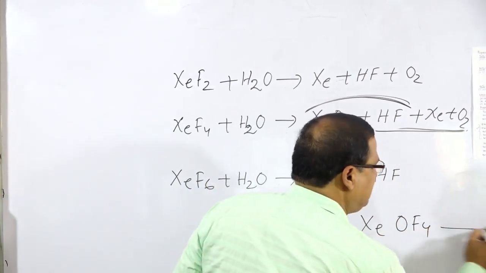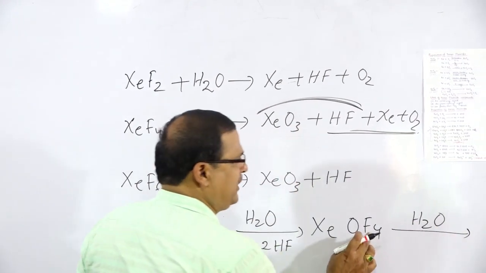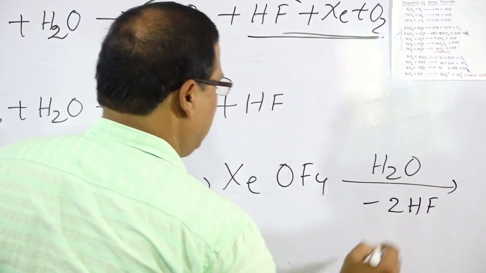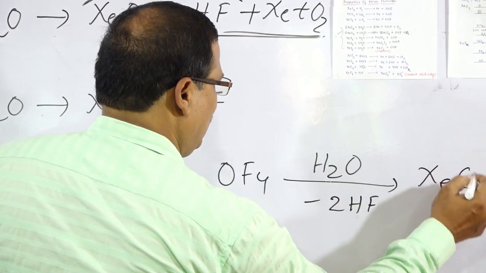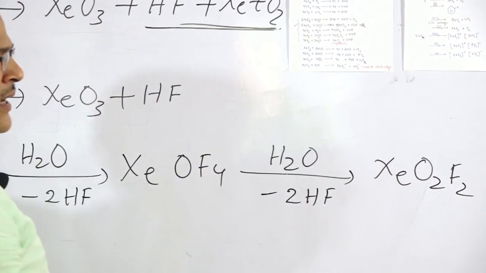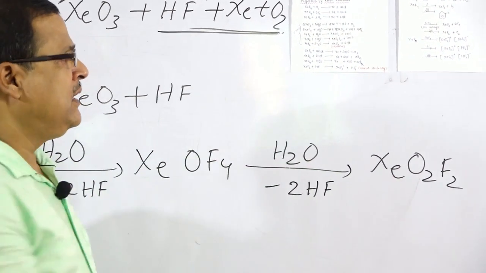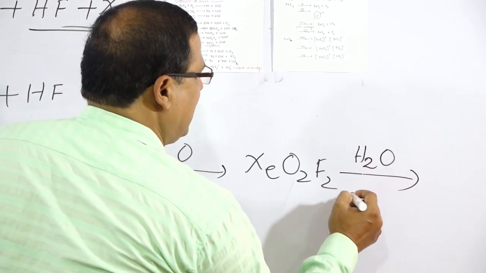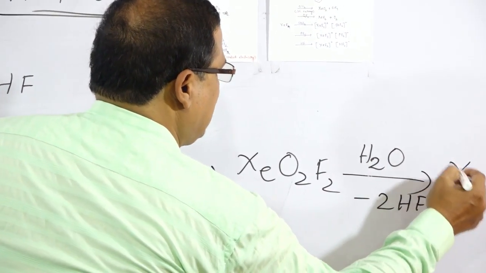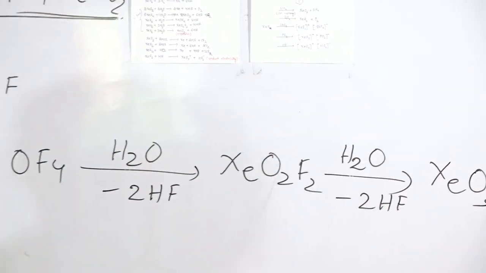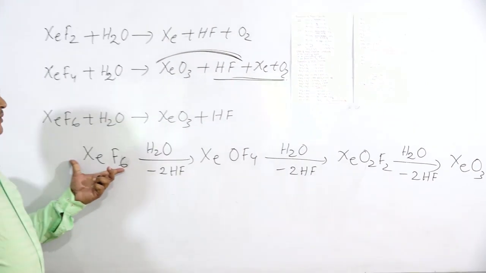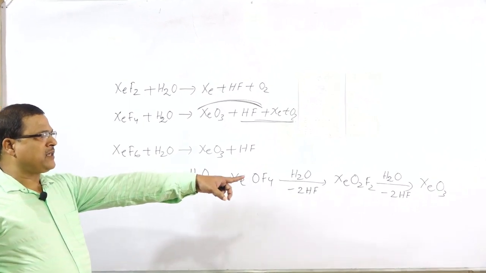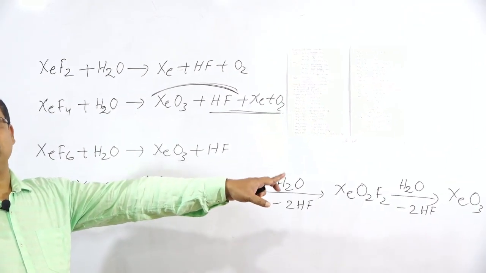Again, on hydrolysis, two fluorine atoms are replaced by one oxygen atom, minus 2HF. There is the formation of XeO2F2. Again, there are two fluorine atoms. These two fluorine atoms are again replaced by one oxygen atom, minus 2HF. So there is the formation of XeO3. So this is the hydrolysis of xenon hexafluoride, where on complete hydrolysis there is the formation of xenon trioxide and there is no such release of oxygen.